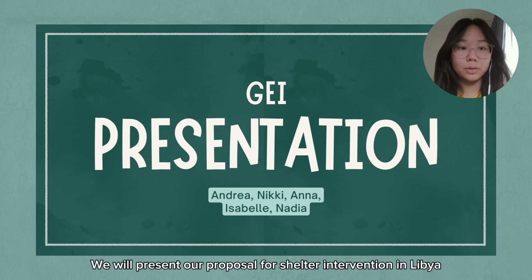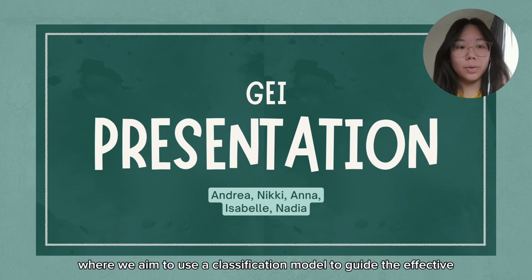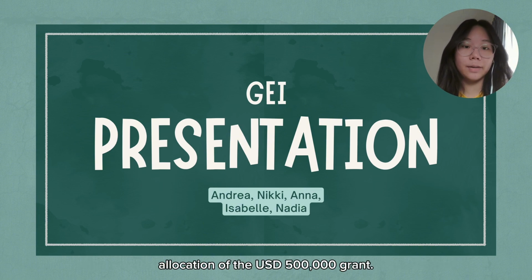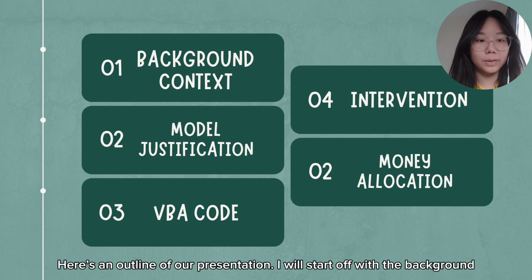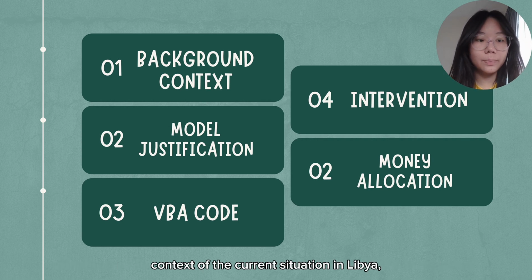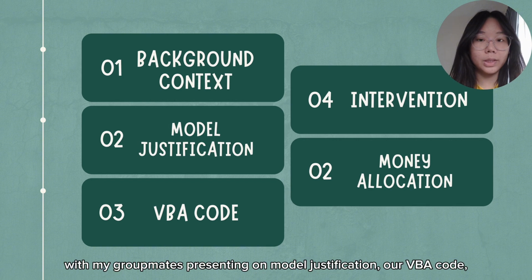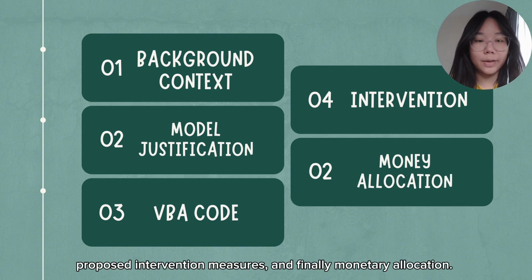We will present our proposal for shelter intervention in Libya, where we aim to use a classification model to guide the effective allocation of the USD $500,000 grant. Here is an outline of our presentation. I will start off with the background context of the current situation in Libya, with my groupmates presenting on the model justification, our VBA code, proposed intervention measures, and finally, monetary allocation.